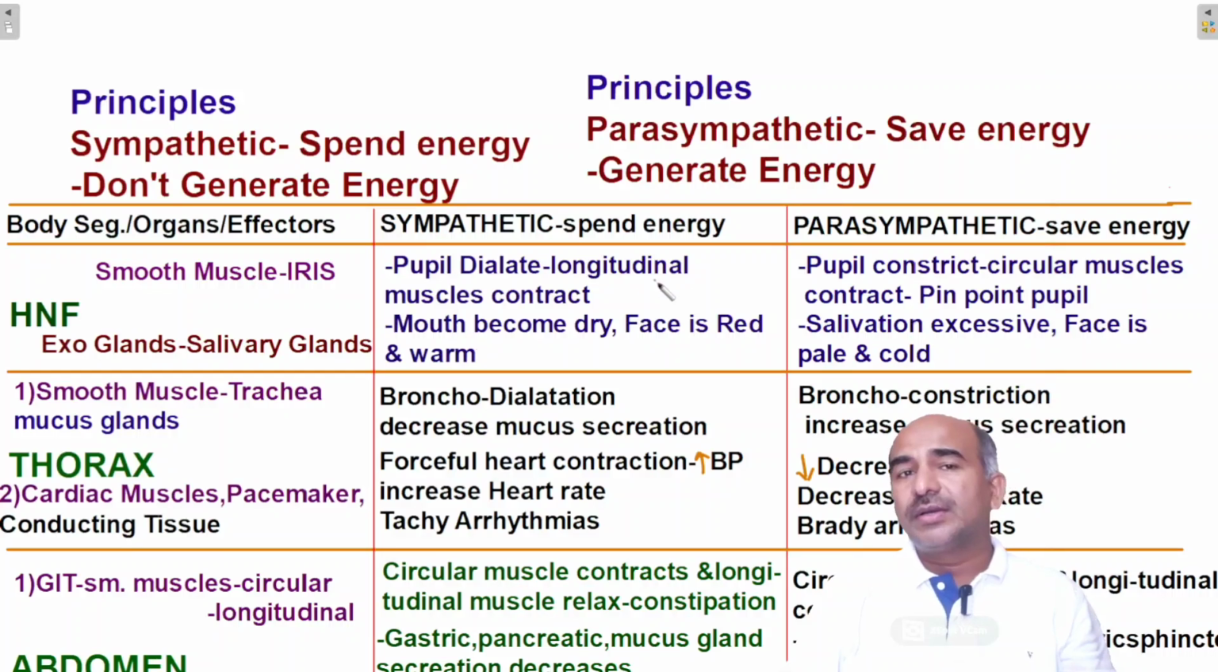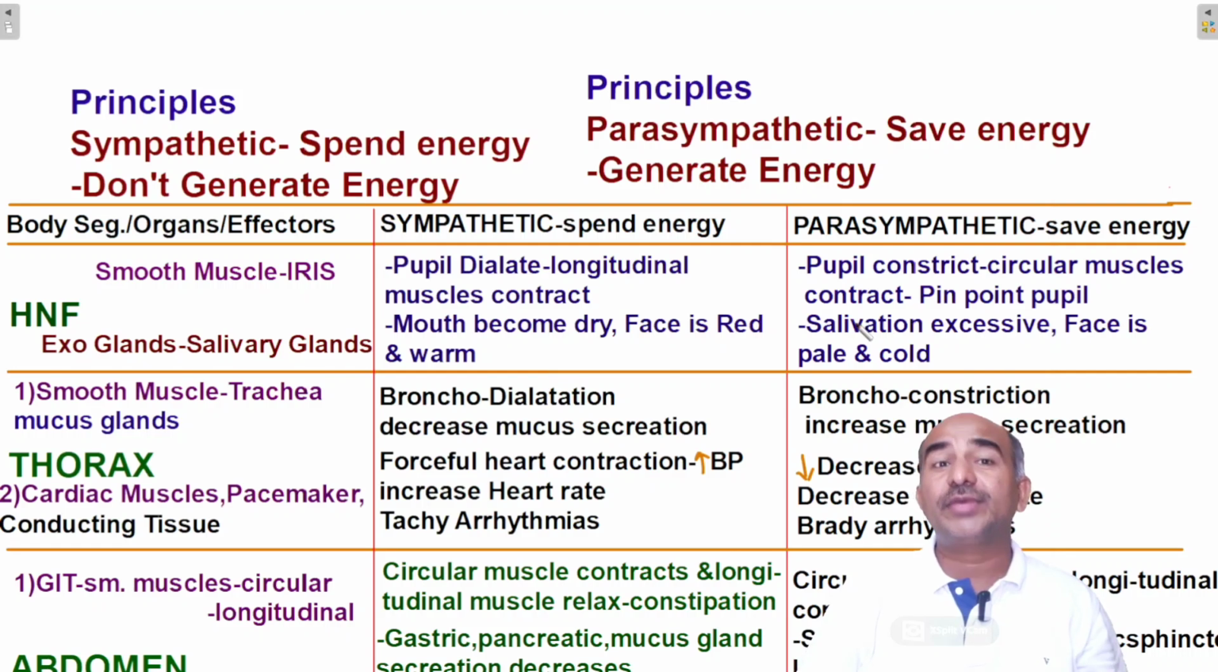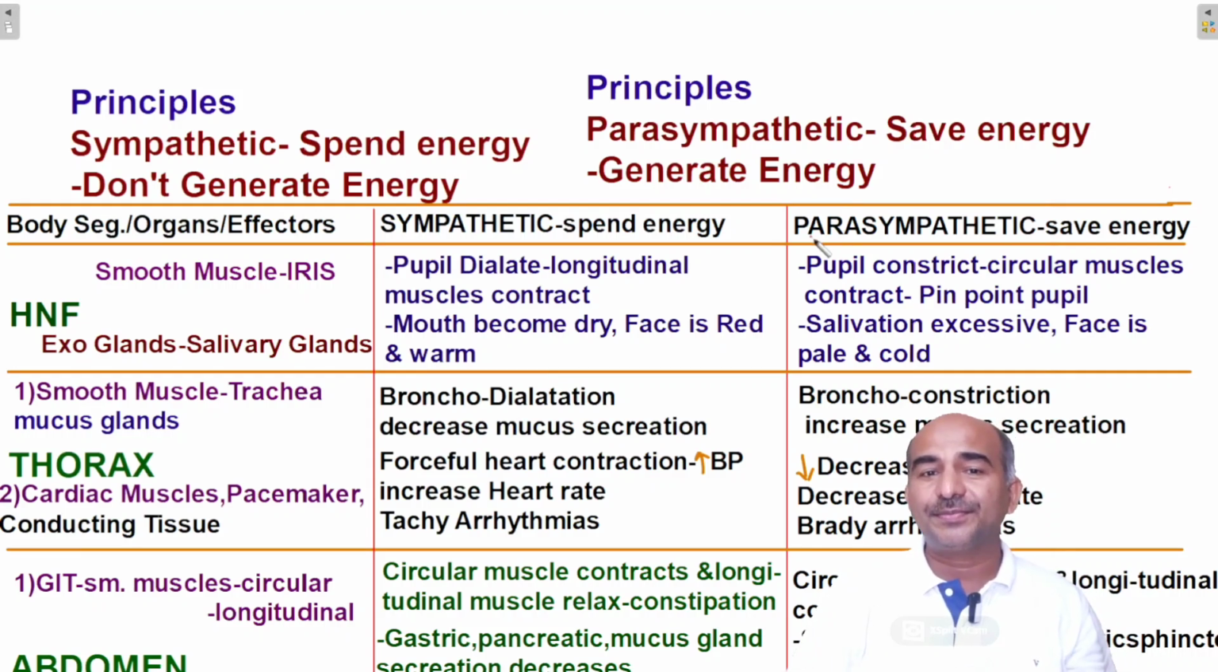Got the point? And on the contrary, even muscle shivering, so spend energy. Shivering is there to increase the temperature of the body. It wants to spend energy. That is the reason. So about parasympathetic, exactly opposite.